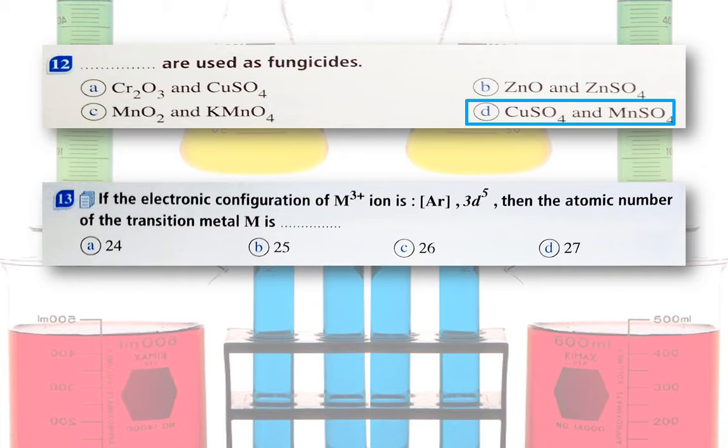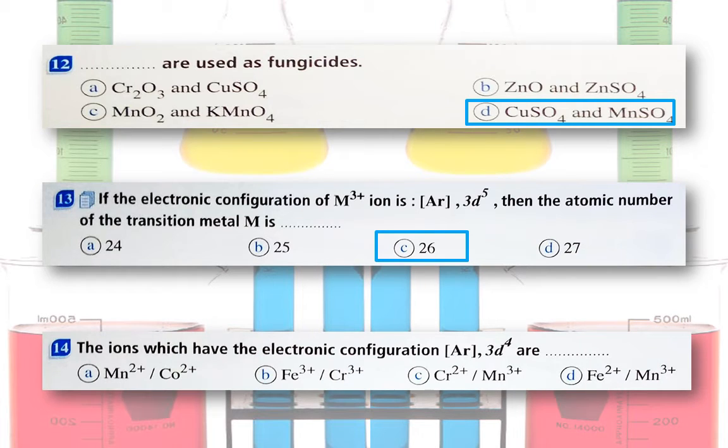We have another question, question number 13. If the electronic configuration of the M+3 ion is Ar 3d5, then the atomic number of the transition metal M is, I think it's easy, it loses here 3 electrons, or oxidation number 3, so it loses 3 electrons from the d orbital, so the atomic number will be 26. Okay, here the atomic number will be 26.